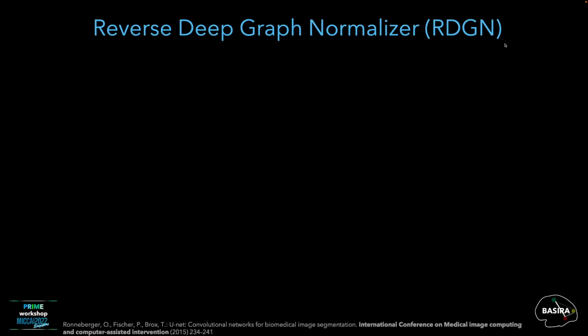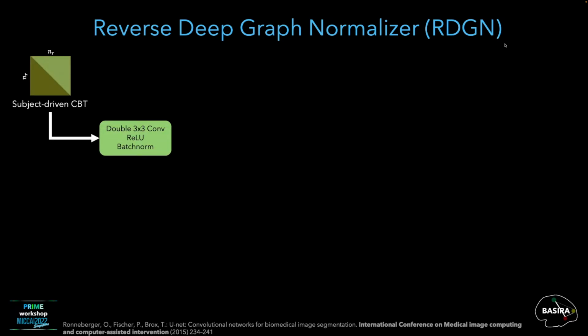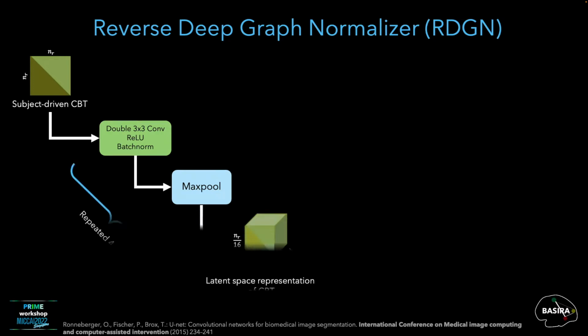Now I will explain the architecture of our RDGN network and how it reconstructs the multiple views from a CBT. In each iteration of the optimization process, the encoder takes the learned CBT and applies the same convolution operation 2 times, each followed by a ReLU nonlinearity and a batch normalization layer. To downsample the resulting feature map, we use a max pooling layer. The number of output channels is doubled at the end of each downsampling step. We repeat this process 4 times to get the feature map with 1024 channels.